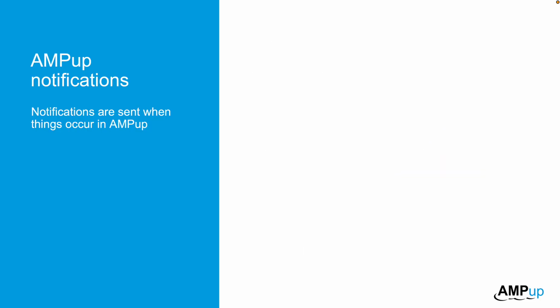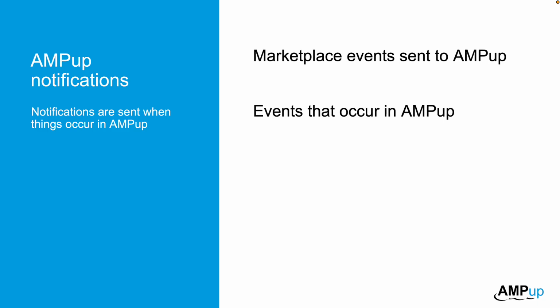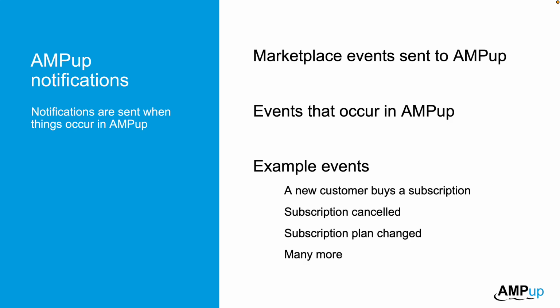There are two primary types of notifications that AMPup may send. Notification of events that the marketplace forwards to AMPup, or events that occur inside AMPup itself. Both event types may create notifications that are forwarded to AMPup users or to your own custom webhook. Here are just a few of the types of things that may occur and cause a notification to be sent. A new customer buys a subscription to your product. A subscription may be created or canceled. Maybe the customer or the AMPup admin changed the plan a subscription is subscribed to. And there are many other events that occur within these systems.